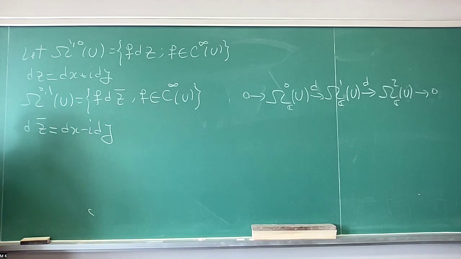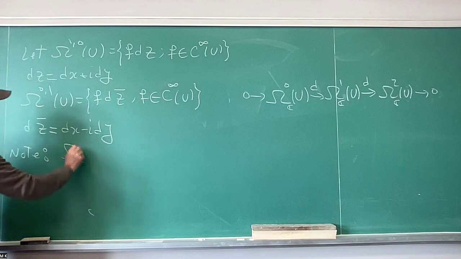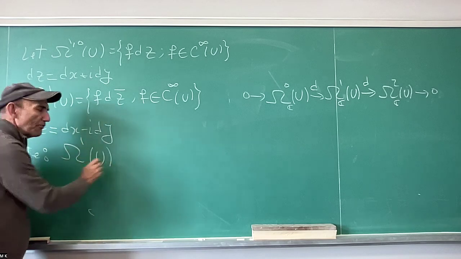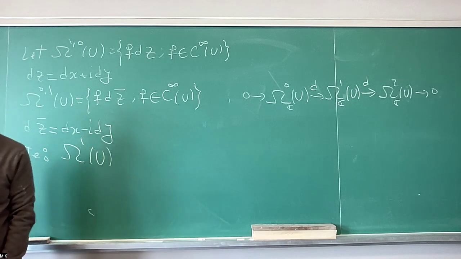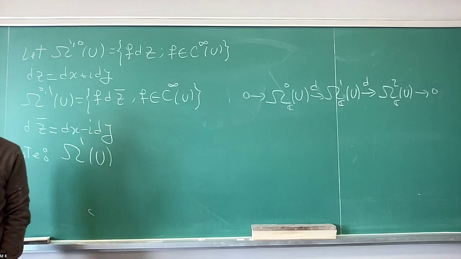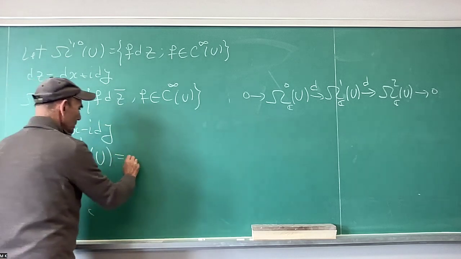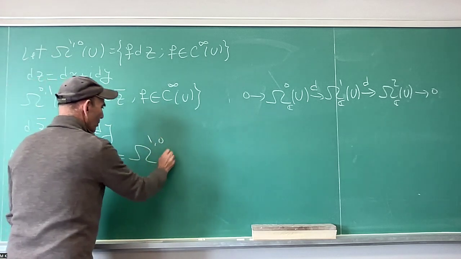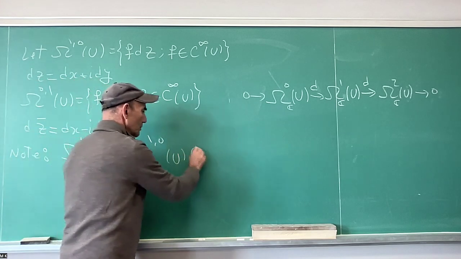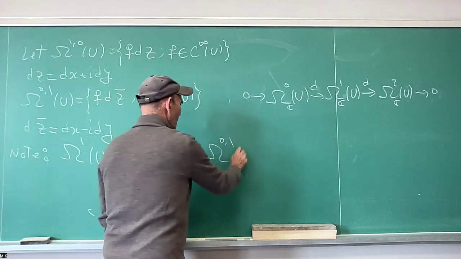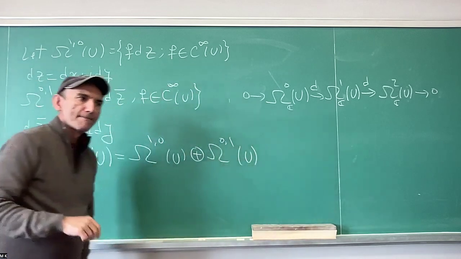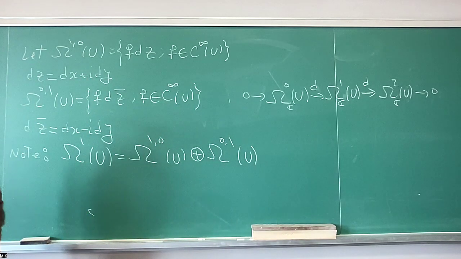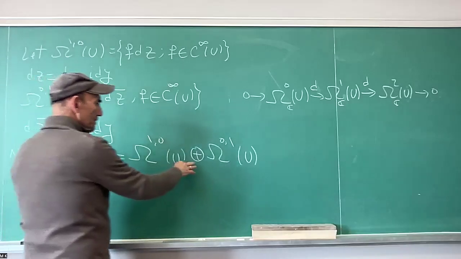So these are these two things. And the first thing we observe is that we note that every one form in Omega^1(U) can be decomposed in a unique way as a sum of a (1,0) and a (0,1) form. Okay, this is important. Omega^1(U) is the direct sum of Omega^{1,0}(U) and Omega^{0,1}(U).